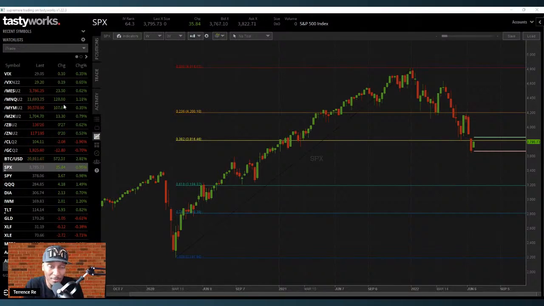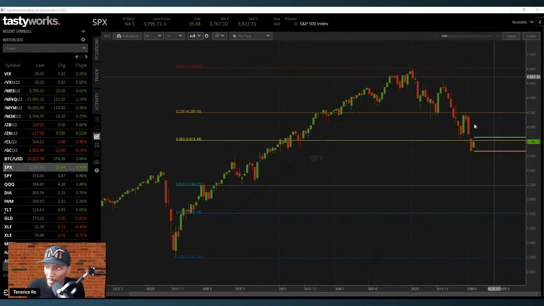You see the Nasdaq futures was up 1.11%, and then the Russell was up about 0.79%, and the Dow was only like 0.36. So it was basically flat, right?